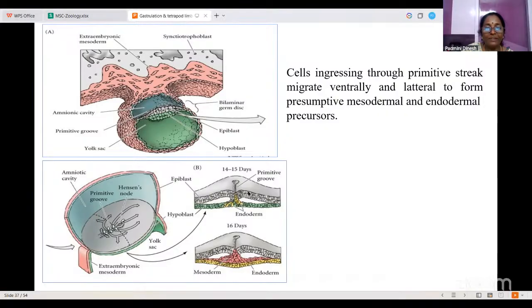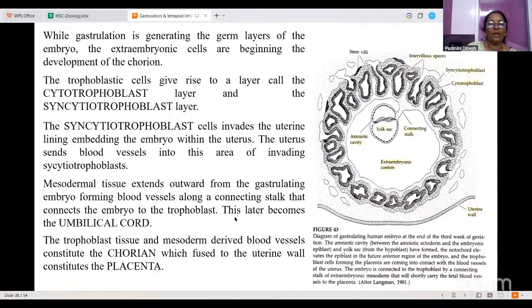As the cells are moving inside, you have the mesodermal layer and the primitive pit where the notochordal process is going to occur. And as I told you all, the trophoblast is the one that gives rise to two layers. What are the two important ones? The syncytiotrophoblast and the cytotrophoblast. The syncytio layer is multinucleated, and in between them you have the cytotrophoblast.